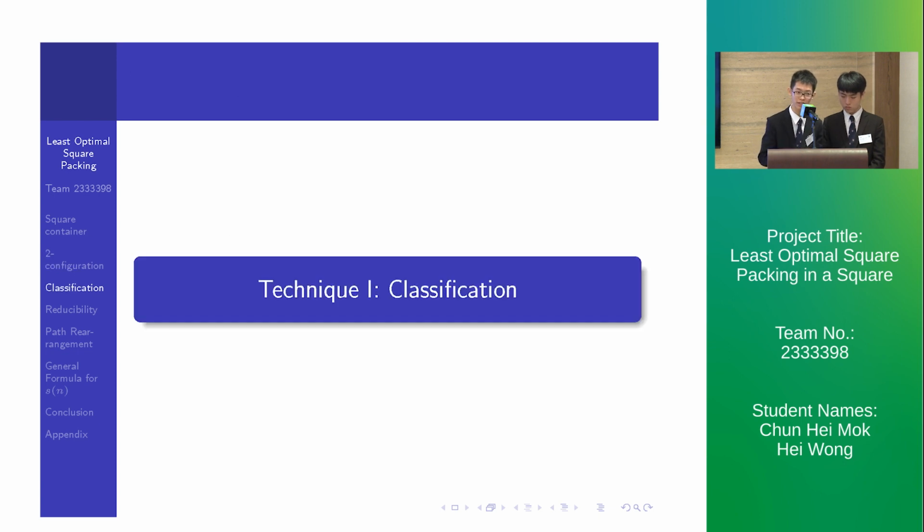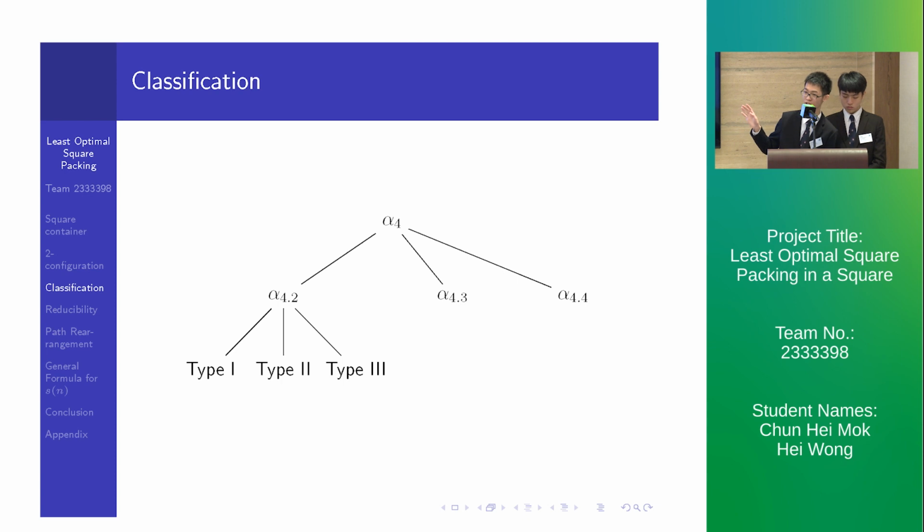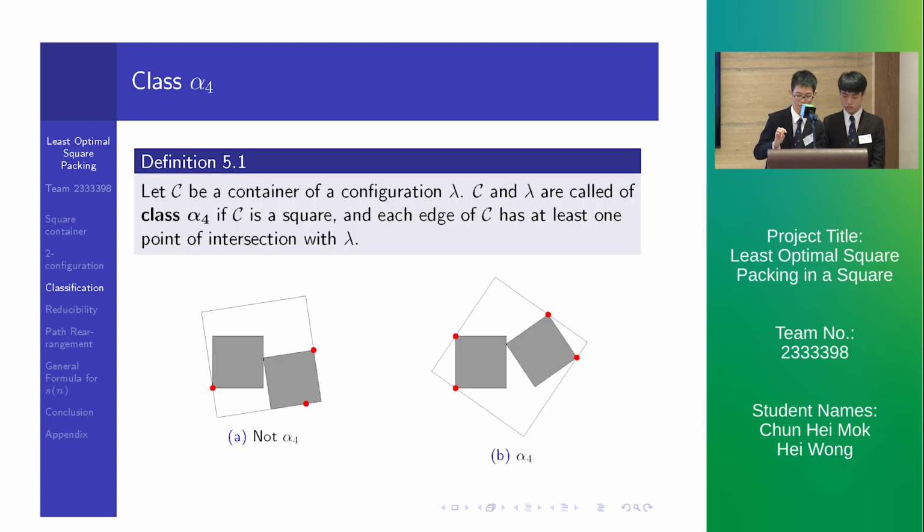After investigating the case of n equals 2, let's expand our scope to larger values of n. To better understand a general n configuration, we'll classify the intersection of the configuration and the container, and we'll continue to focus on alpha containers. These are the classes we identified. We'll start from the top, which is class alpha 4. When each edge of the container has at least one intersection point with the configuration, we'll call this alpha 4, so the right one here.